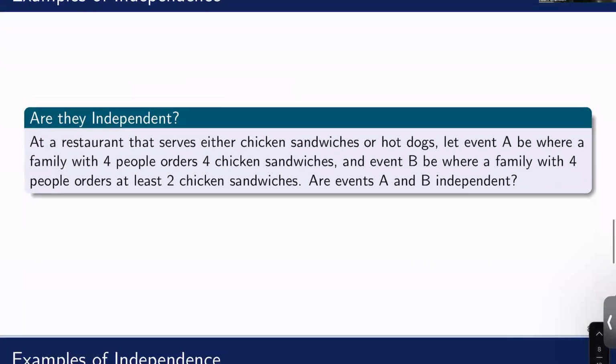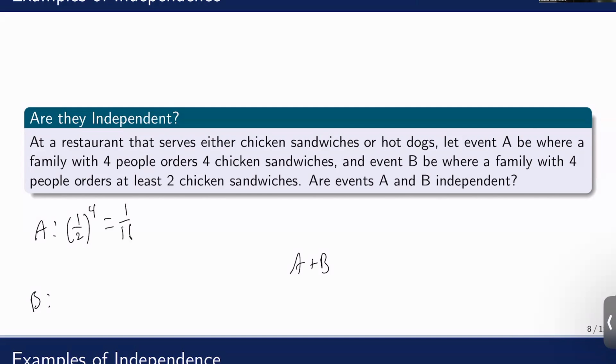At a restaurant that serves either chicken sandwiches or hot dogs, let event A be where a family with 4 people orders 4 chicken sandwiches, and event B be where a family with 4 people orders at least 2 chicken sandwiches. Are events A and B independent? At first glance, you might be instantly able to say, no, these are not independent because they depend on each other. But we're going to prove that mathematically. For the first one, the probability of each individual person ordering a chicken sandwich is 1/2. So if I do that to the 4th power for 4 people, the probability is 1/16.